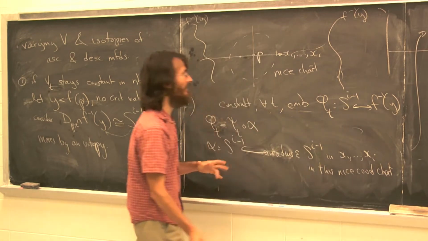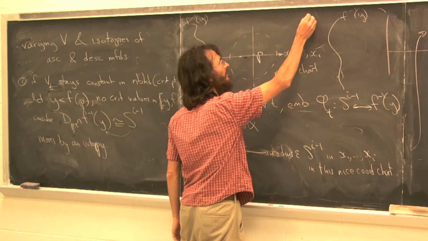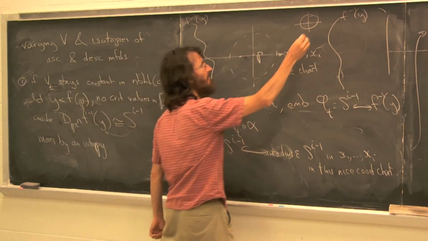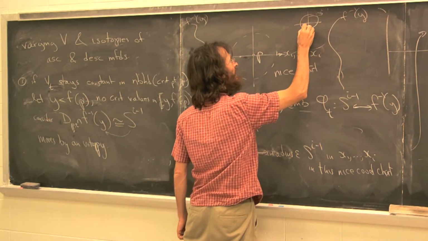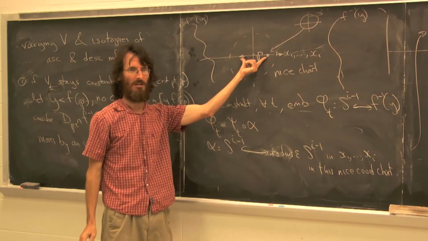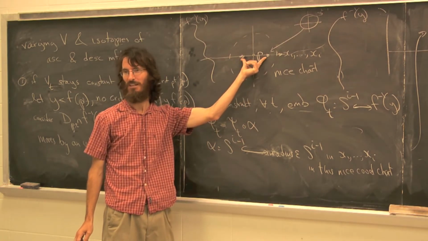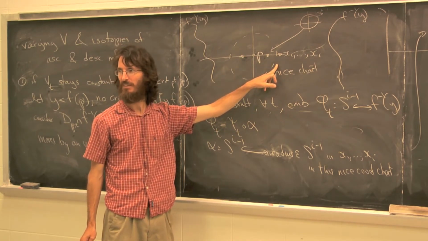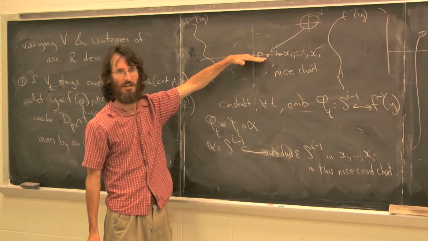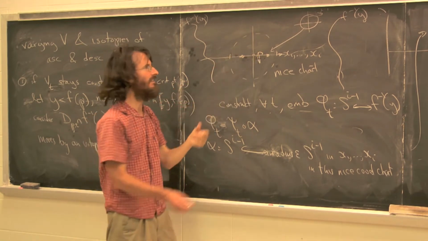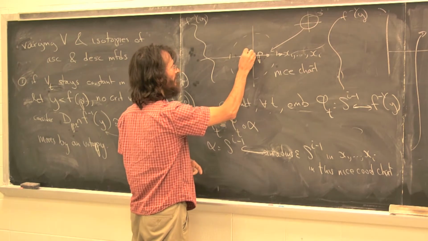So first I embed the standard S^(I minus 1) in R^I here as a sphere of radius epsilon, some small epsilon, just so it fits inside this coordinate chart. So it's on the descending manifold. It is the boundary of a descending disk of radius epsilon.